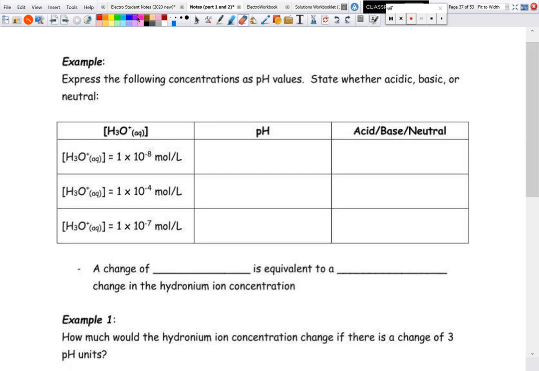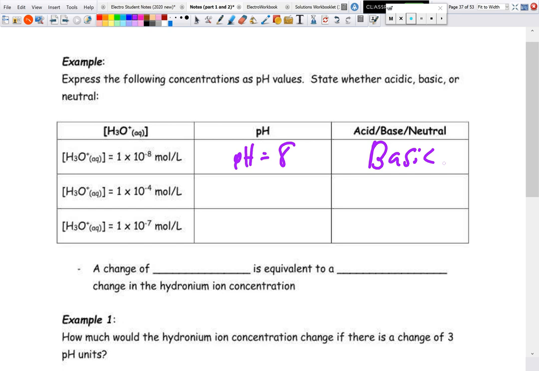So for example, same thing is going before it. Now, if we have something like this, and we just kind of did this on the previous page, if we have 1 times 10 to the power negative 8, this is a simple integer, and it is to the power of a 10. So in this case right here, we have 10 to the power negative 8. The pH is going to equal 8, and we know it's basic.